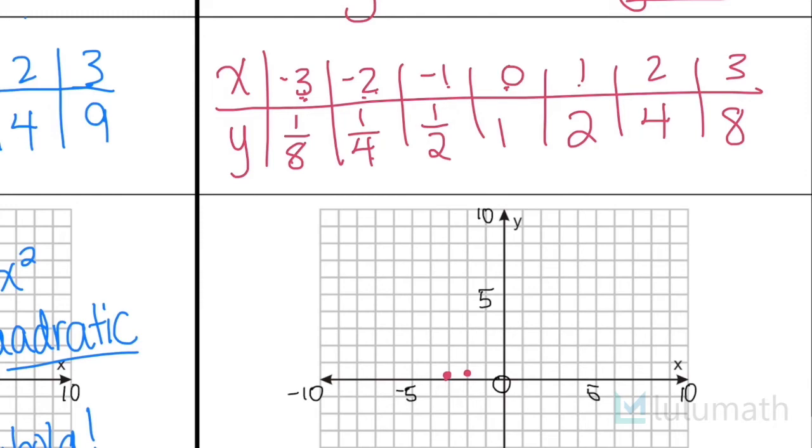So I'm going to go to the left by 1 and then about a half of a way up. Our next one is 0, 1. Then we've got 1, 2, and then 2, 4, and then 3, 8. And if you notice the pattern, the next one would be 4, 16, which would be way up here. So if you see, it's growing very rapidly.